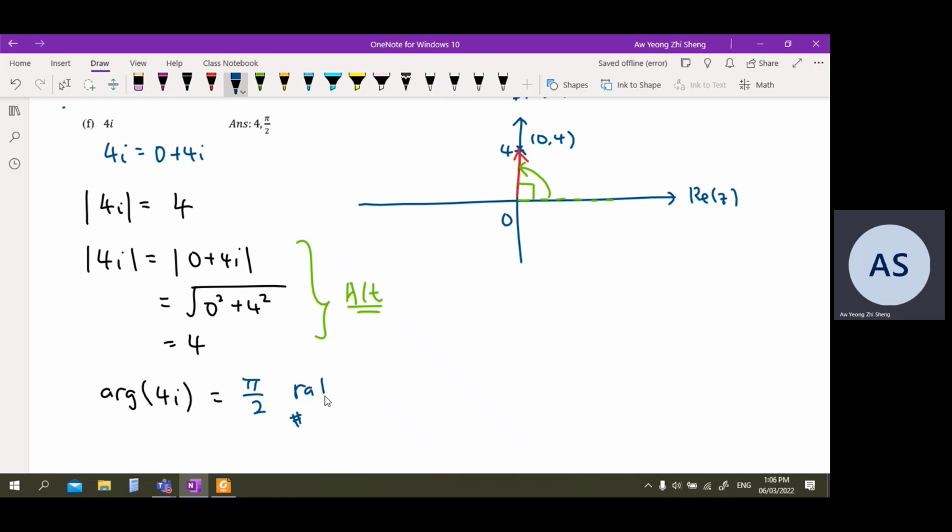Okay, whether or not you write out the unit radian is not important. If you don't write RAD, it's understood to be in radians. When a numerical value of an angle doesn't have a unit, it's assumed to be in radians. Okay.